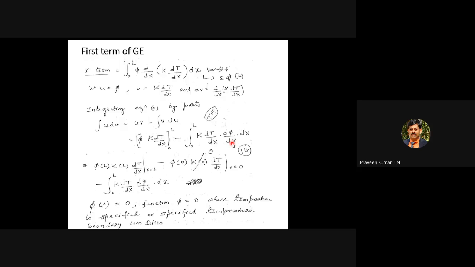D phi by dx into dx. We have into dx. This is this. Now, if you consider you are applying the integration limit for the first term, straight away we can apply the integration limit, because first you are applying the upper limit. Upper limit is L. So once phi of L, we are applying the upper limit. K of L, it is upper limit.